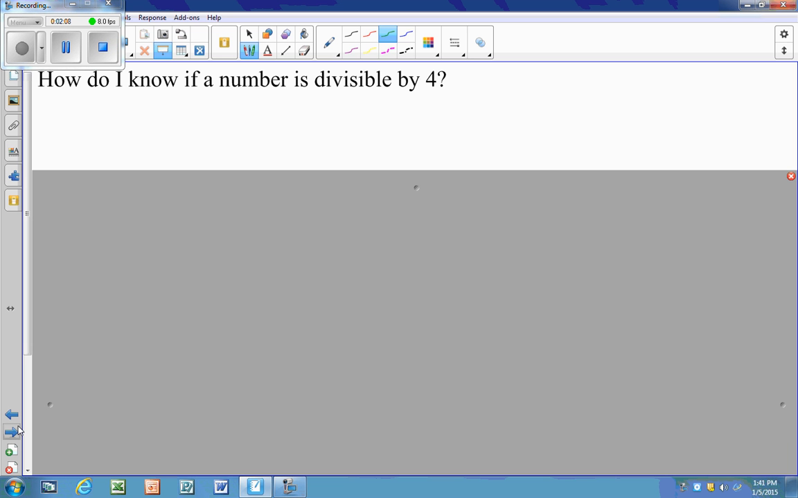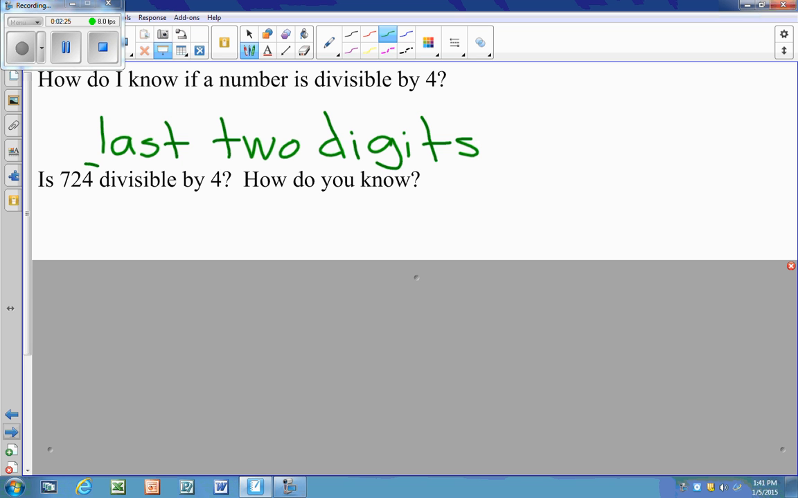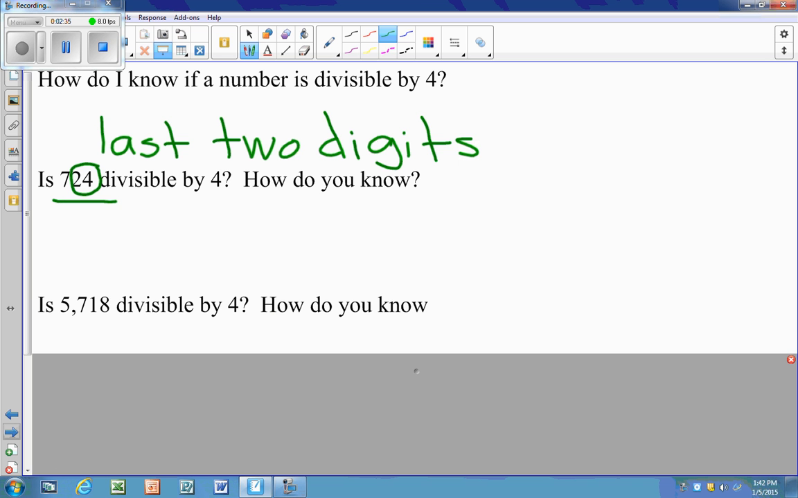To find out if a number is divisible by 4, what you have to do is look at the last two digits, and if it's divisible by 4, then the whole thing is divisible by 4. So here's some examples. In 724, the last two digits in the tens and the ones place is 24. Since 24 is divisible by 4, so is 724. So now I look down here. The last two digits are 18. 18 is not divisible by 4, so the whole number is not divisible by 4.